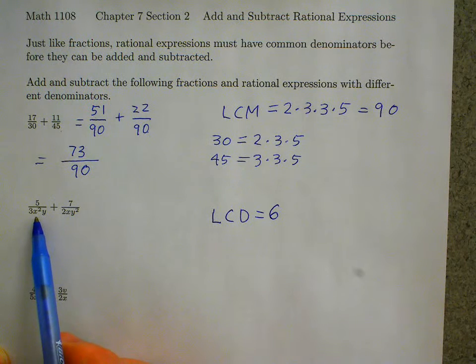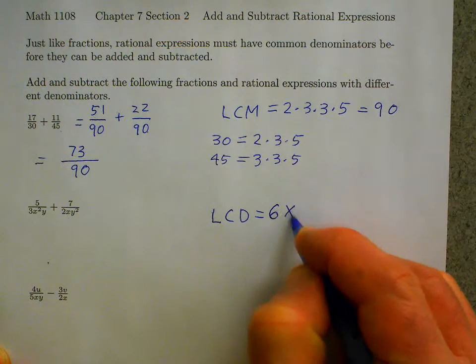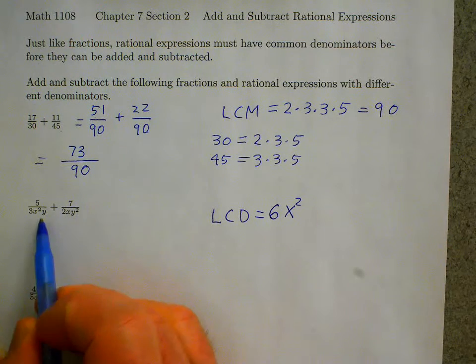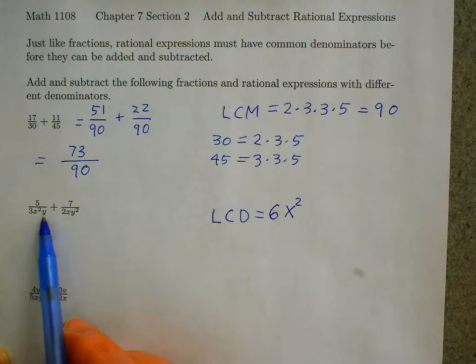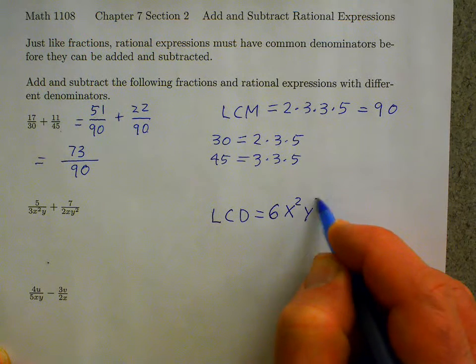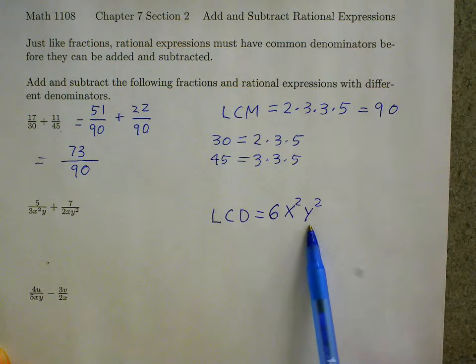Then when we compare the variable parts, x to the second in one denominator and x in the other, x to the second is a multiple of both x to the second and x. And when we compare y and y squared, y squared is a multiple of both y and y squared. So the least common multiple of the denominators is 6x squared y squared.